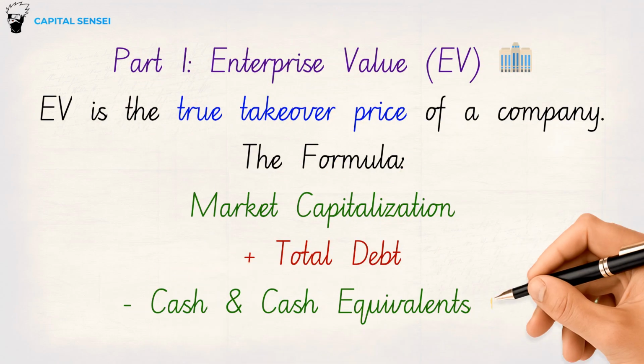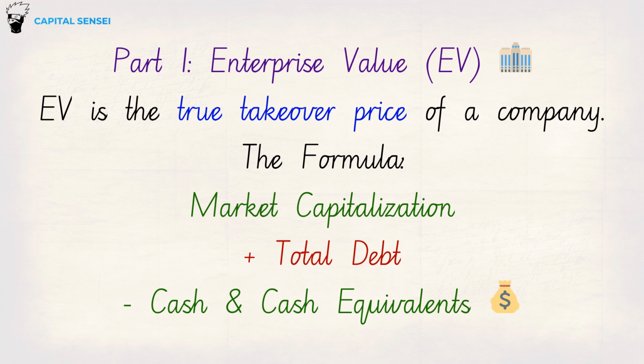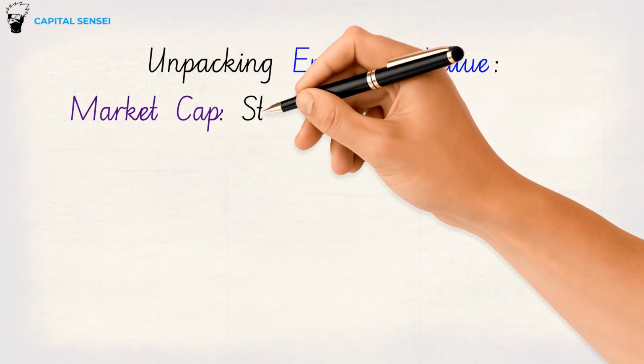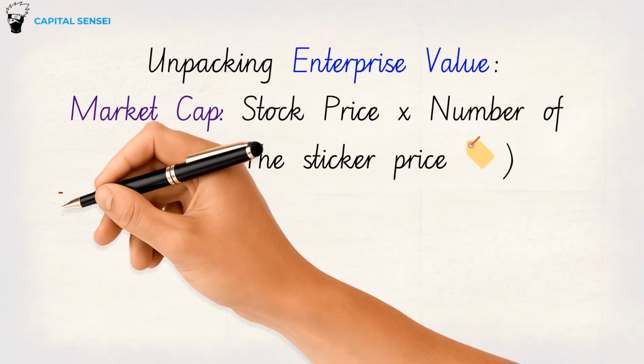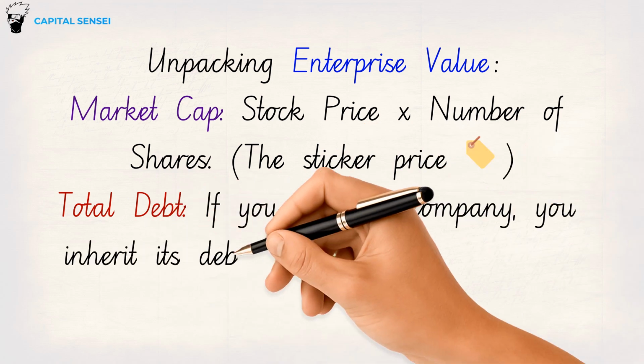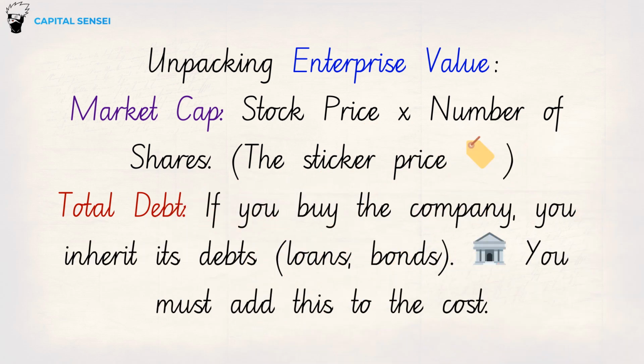Enterprise value, or EV, is the true takeover price of a company. It's what it would actually cost to buy every single piece of it. The formula is the company's market capitalization, plus its total debt, minus its cash and cash equivalents. Let's unpack that. Market capitalization is the easy part. It's just the stock price multiplied by the number of shares. It's the sticker price you see on the screen.